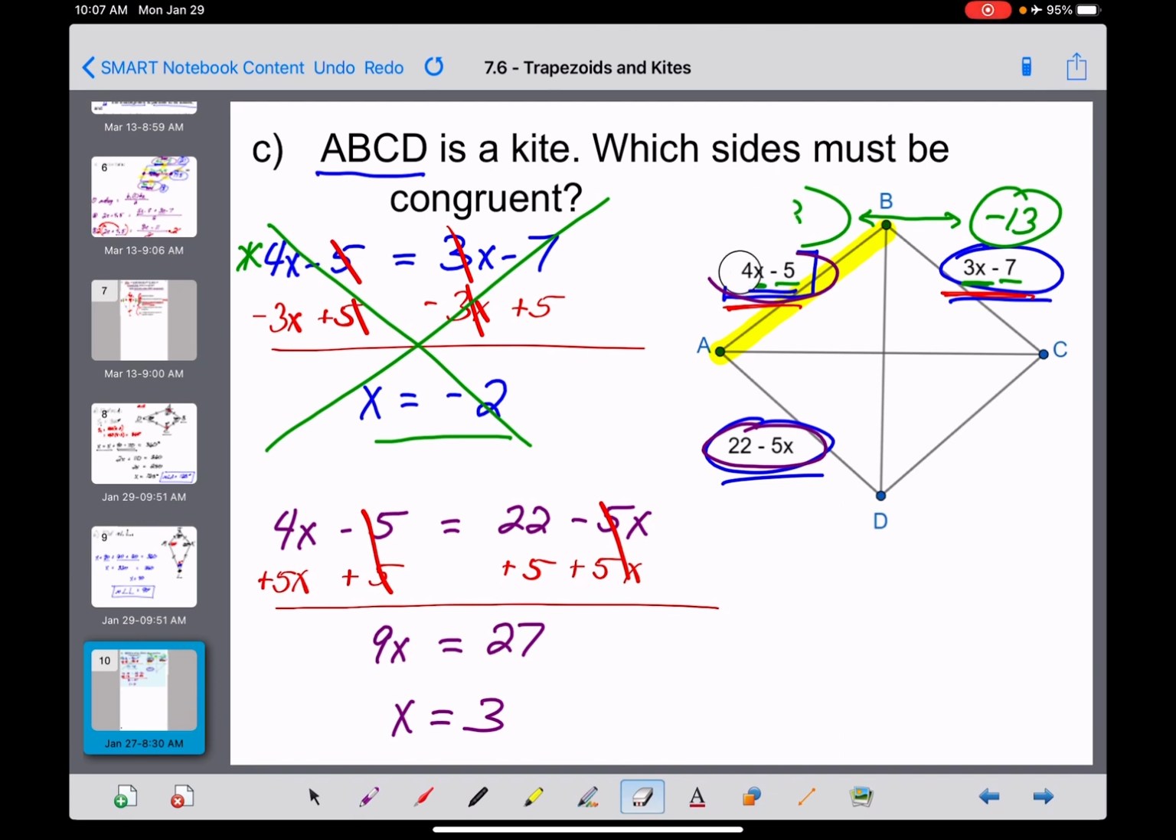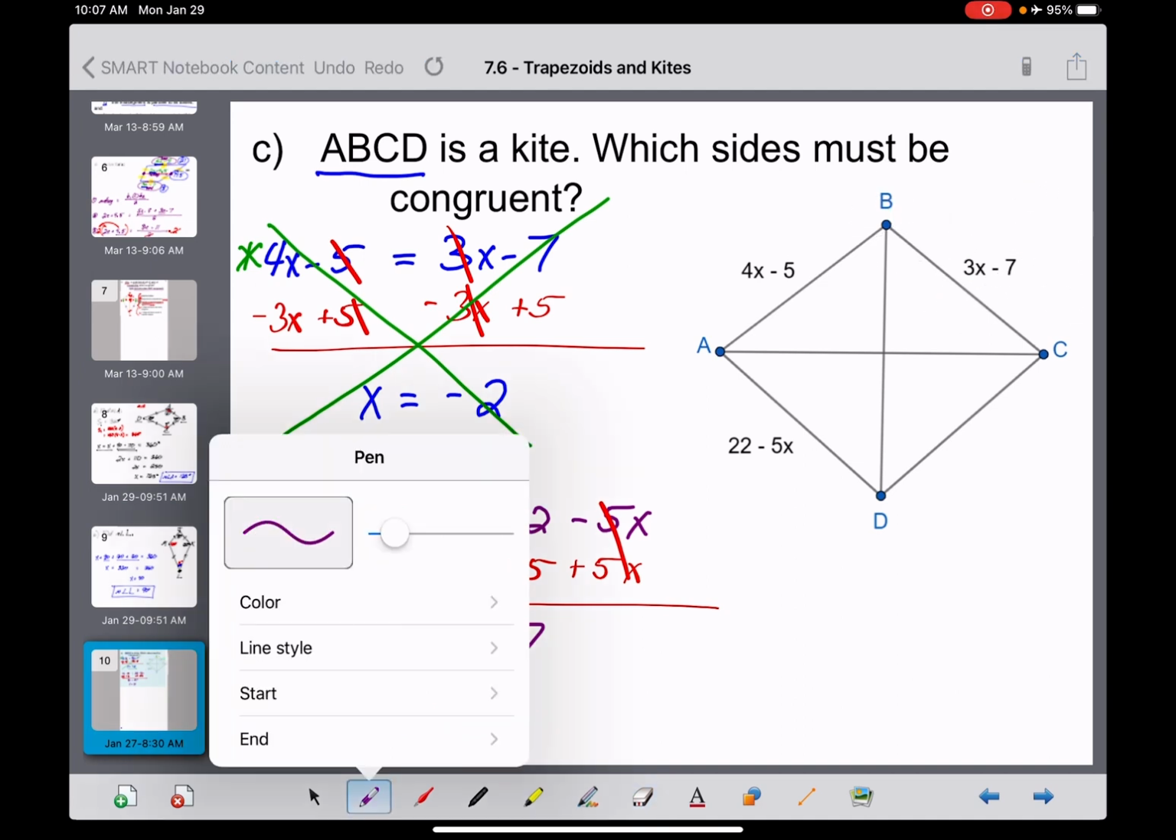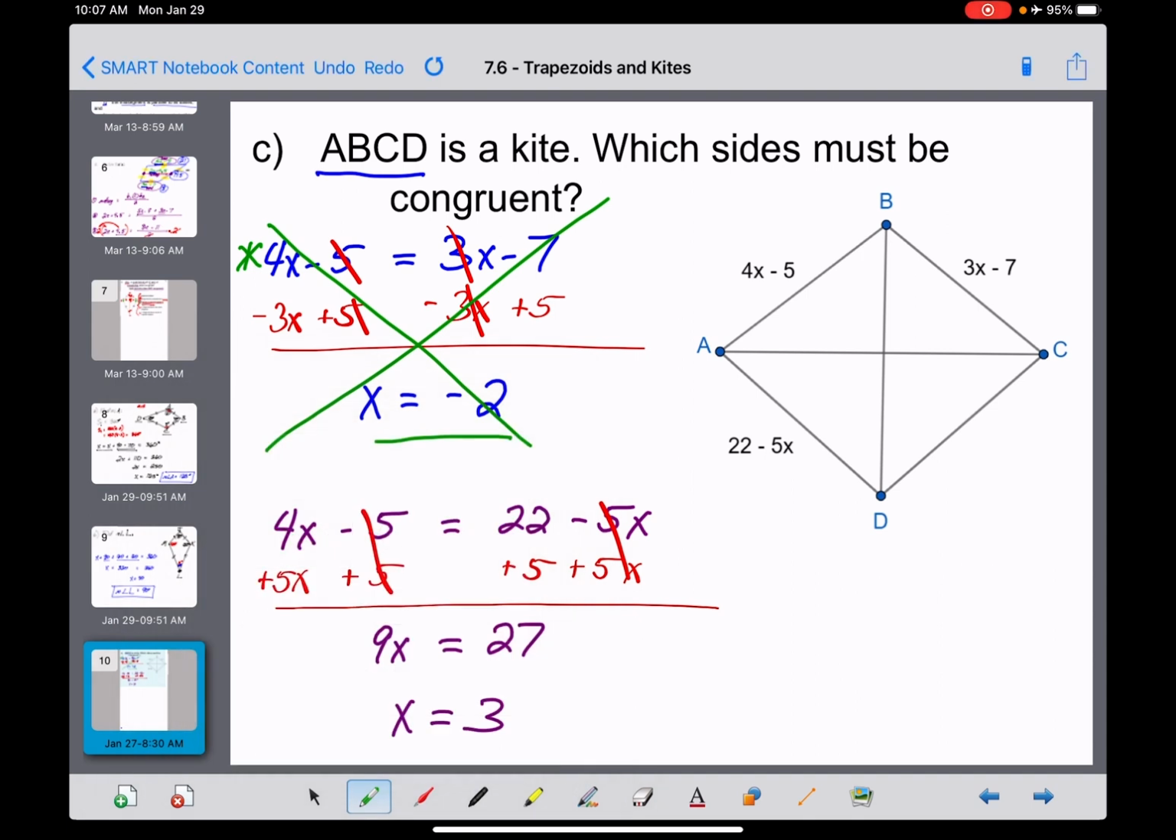Now, let me get rid of a lot of the markings, since I've made a mess of this. Okay, now we're in business, and let's make sure that this value of 3 works out. 4 times 3 is 12, minus 5 makes 7. That's at least possible. How about right below it, AD? 5 times 3 is 15, and 22 minus 15 is 7 as well. Good. And I just need to make sure this side works out to be positive. 3 times 3 is 9, and 9 minus 7 is 2. So not by much, but this one does work.